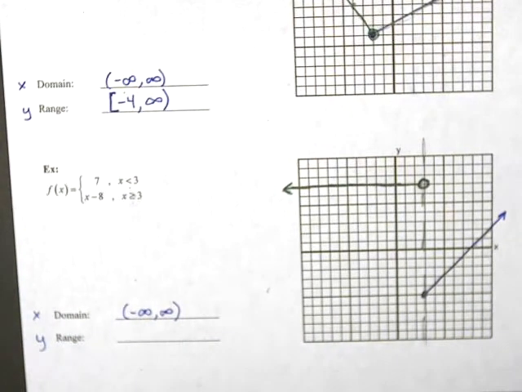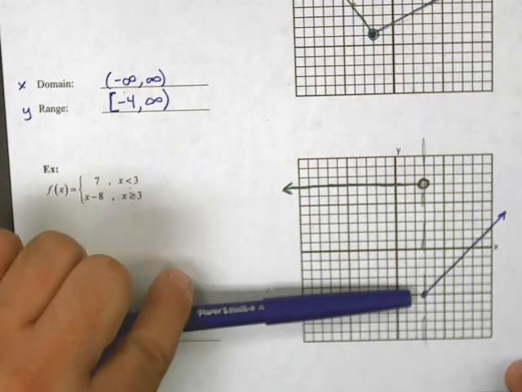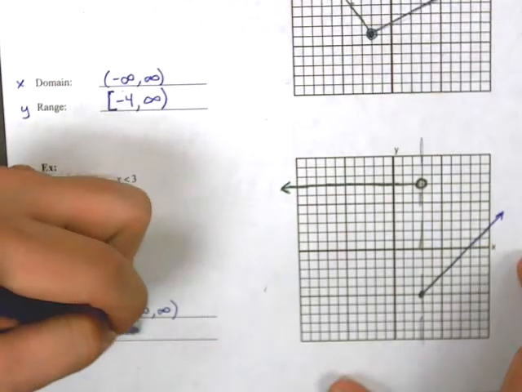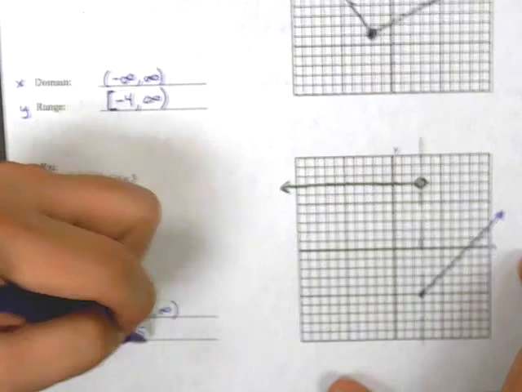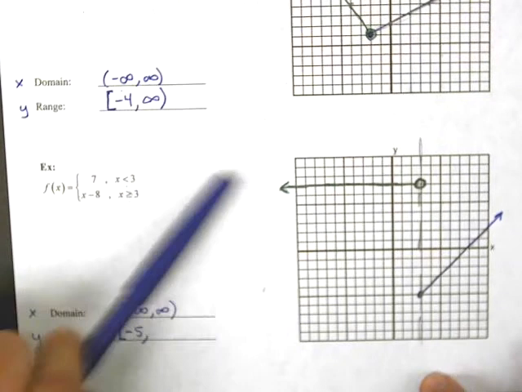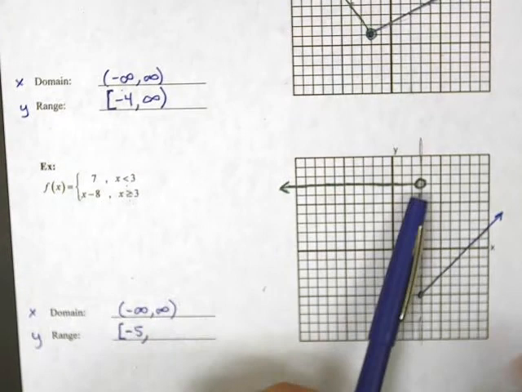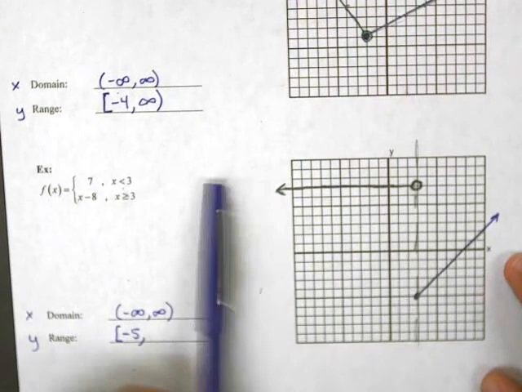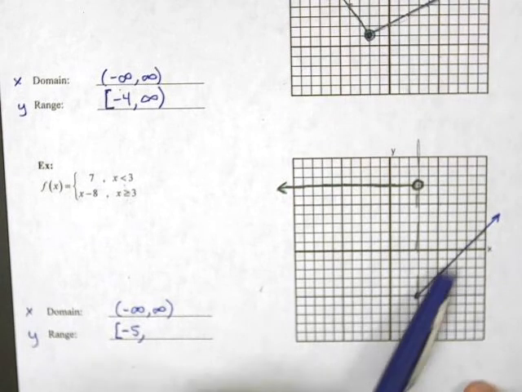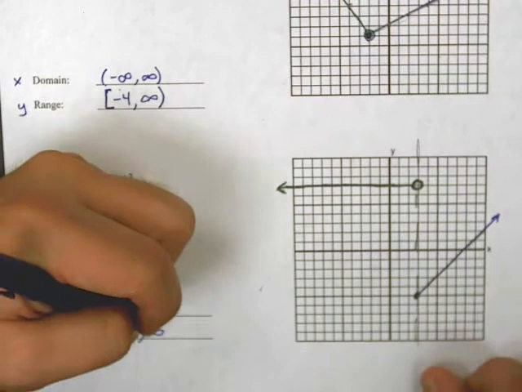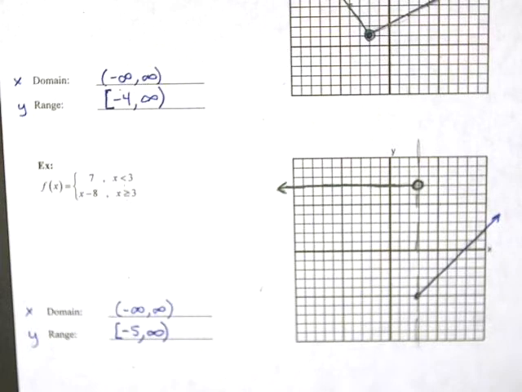My range, I have a closed circle right here at negative 5. So a closed circle means I will have a bracket. And even though this one really is only hitting positive 7, my blue piece, or my second piece, is going up forever. So I have to consider both when I'm finding my range.